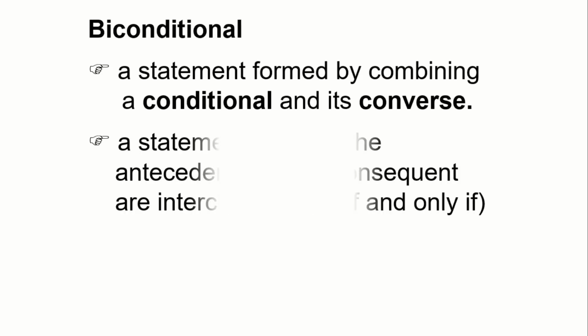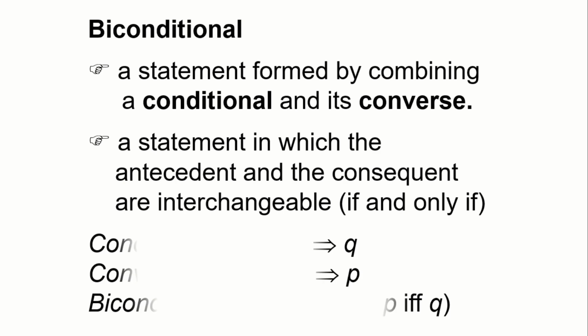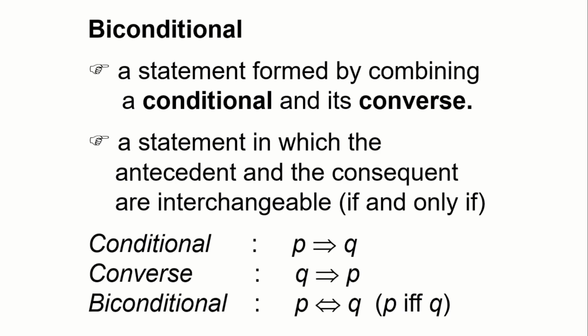Biconditional. So P if and only if Q. So P implies Q and Q implies P. So meaning we have now a double-sided arrow. If P implies Q, then also we can go back: Q also implies P. So this statement is formed by combining a conditional and its converse. So this is the conditional and then the converse. If we combine these two, it is now the biconditional statement.